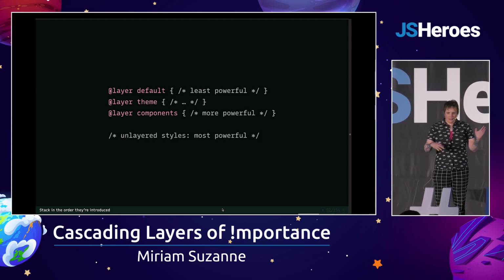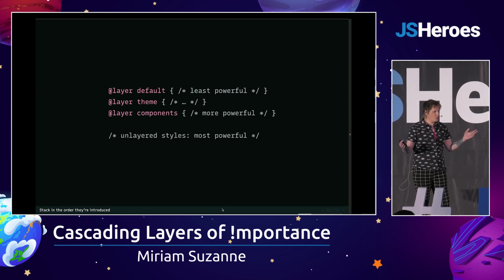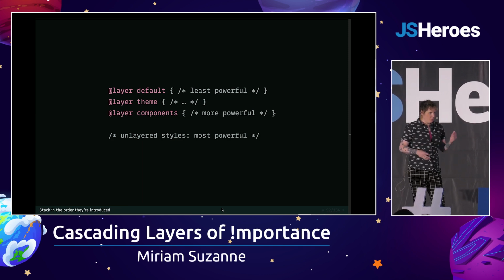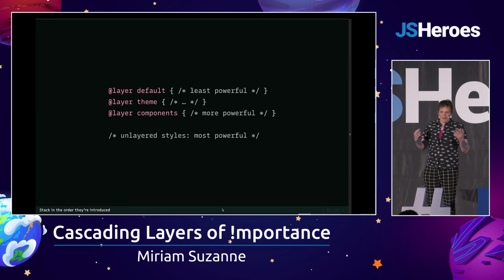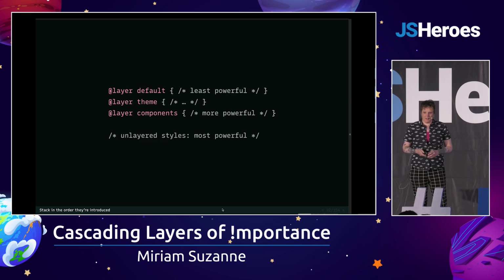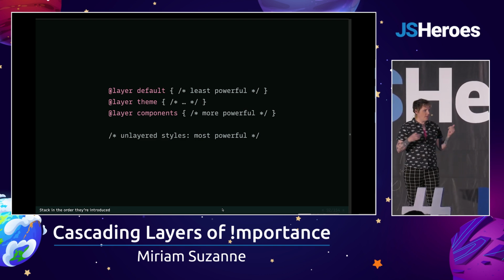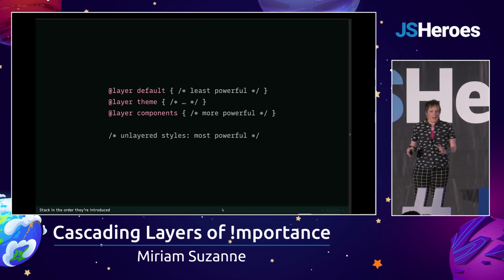So if we create a layer named default, and it's the first one we create, there it is, it's the least powerful. If we add a theme layer, that will override our default layer, and if we add a components layer, and it's just the order here. If we rearrange these, they would have a different priority order. And then unlayered styles, anything that we don't put in a layer, is more important than our layered styles. We wanted to do sort of the opposite of importance. We're pulling things down in the priority order, and then we're able to move them around.